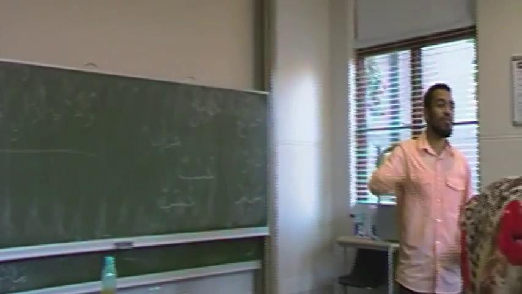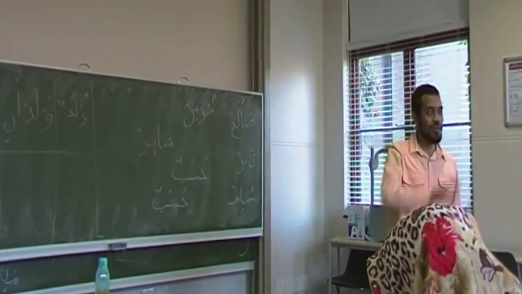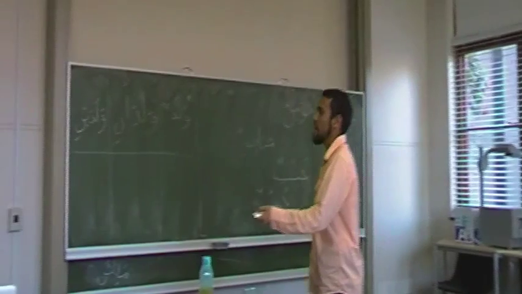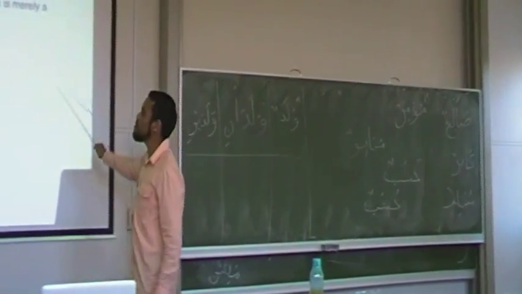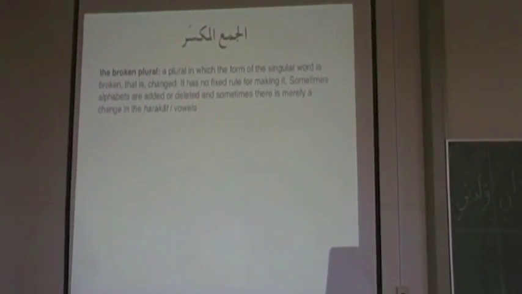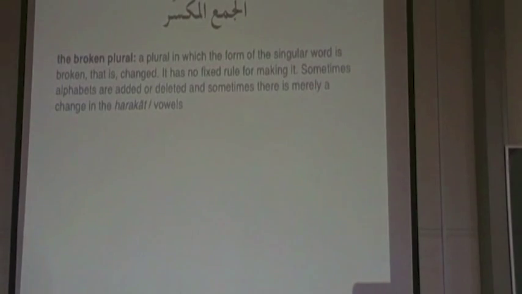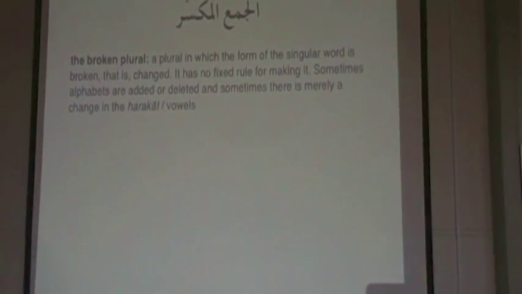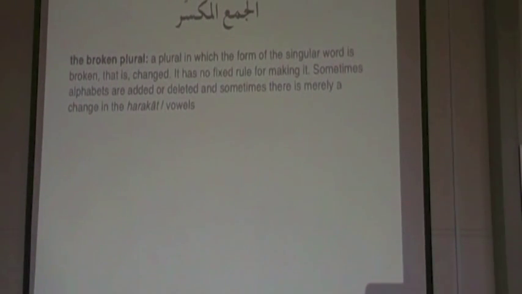I'll find the example and then we'll break up the verse and we'll see a whole lot of examples of both cases. Okay, right, so Jam' Mukassar. We're going to have a separate lesson on Jam' Mukassar. For now we learned three things. We learned that we have singular, dual and plural in the Arabic language.